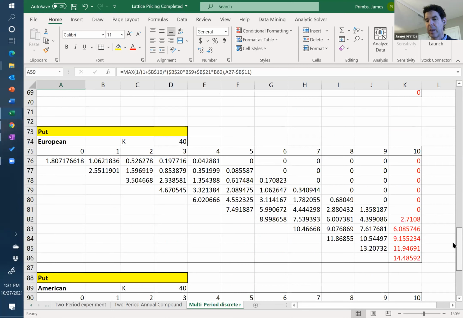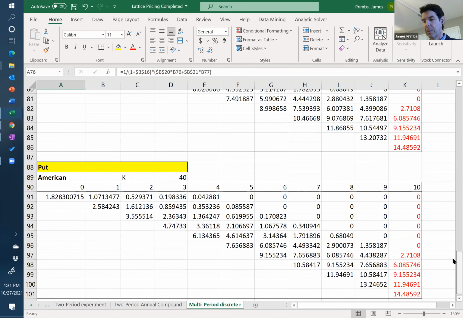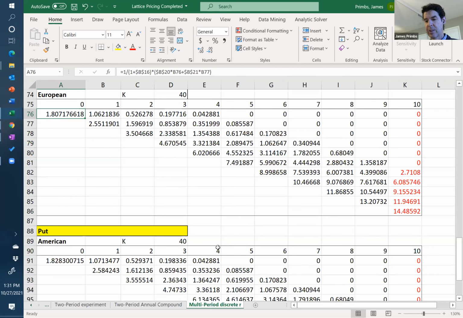And then I've got a put here. I've got a European put where I cannot exercise early, and I'm going to work back to that initial value, 1.807. And then I look at the American put. The American put I can exercise early. And what do I see here? It's actually slightly more valuable: 1.82, right, versus 1.81. It's almost 1.83 versus 1.81.